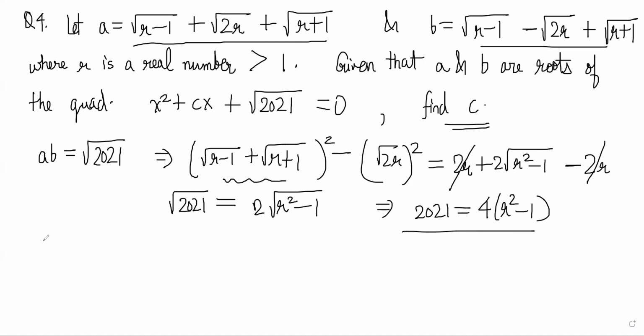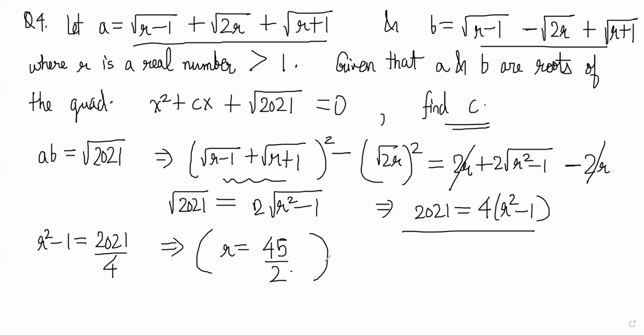So from here it follows that r square minus 1 is equal to 2021 by 4, and that implies that r is equal to 45 by 2. You need to add plus 4 by 4 to it, it becomes 2025 by 4, which is a perfect square, 45 by 2 whole square. So r is coming out to be this. R could also be negative 45 by 2, but the question had said that r is a real number greater than 1, right? Now, what is the sum of the roots?